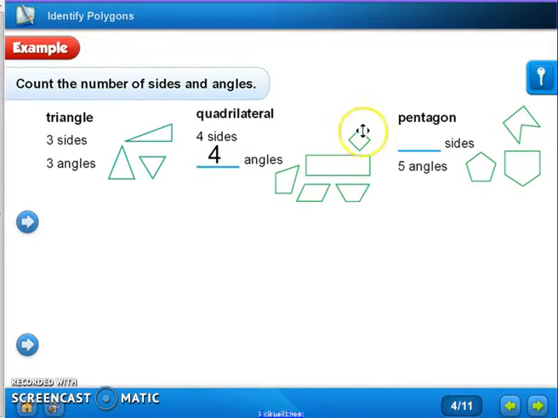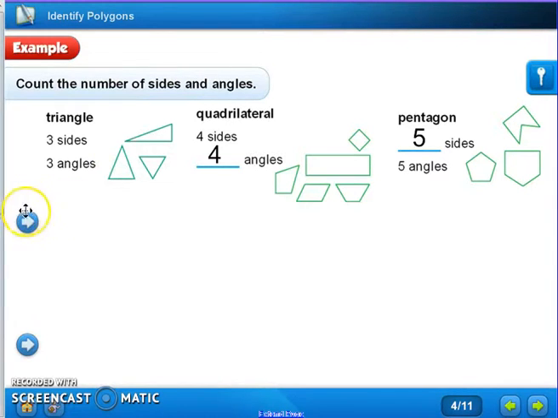If it's got four sides, then it's got 4 angles. Excellent. This is called a pentagon. So a pentagon, 1, 2, 3, 4, 5, has 5 sides. Hey, that's cool. So if it has 5 sides, it has 5 angles. If this has 4 sides, it has 4 angles. And this has 3 sides, it has 3 angles. So the number of sides matches how many angles the shape has.